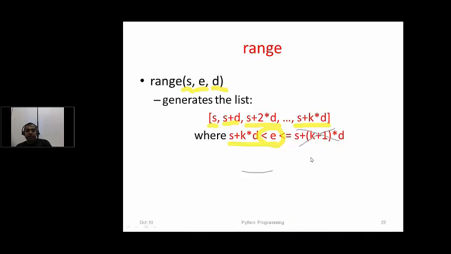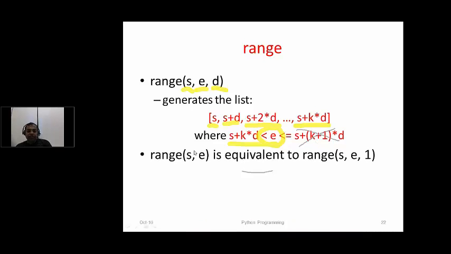The second variation of range is where it takes only 2 arguments, start and end. And this is equivalent to saying that my step or the difference between successive values is of 1. So it will generate S, S plus 1, S plus 2 up to E minus 1. Okay, it will not generate E.